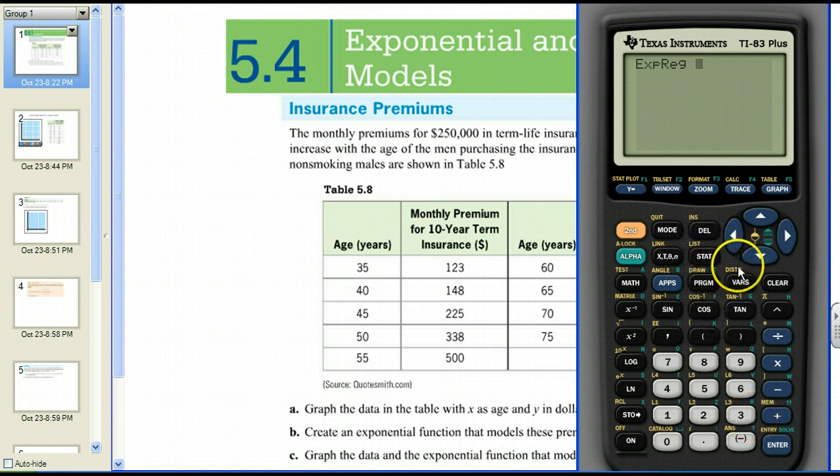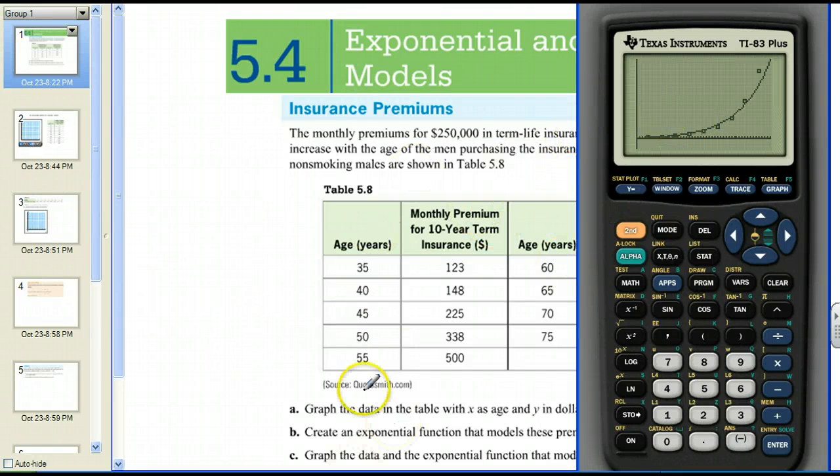Before I press enter, I'm going to press vars, scroll over to Y vars, option 1 function, and tell it to store it in Y1. Now here is the regression it ran. Here's r squared, meaning that this is a really good model. Roughly 98.5% of the data can be explained by this. Because I stored it in Y1, when I graph it, it'll have the scatter plot we had before, but also the exponential model.